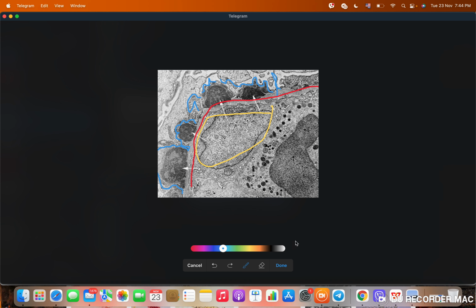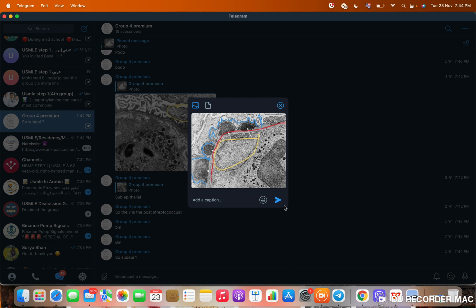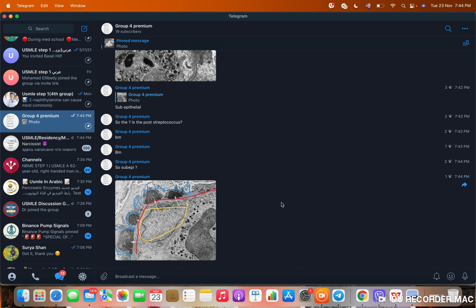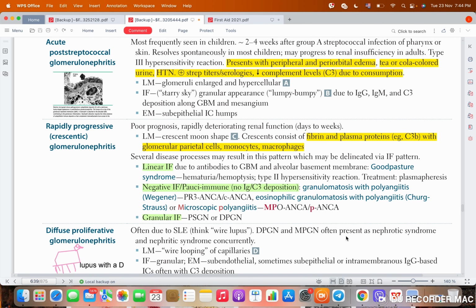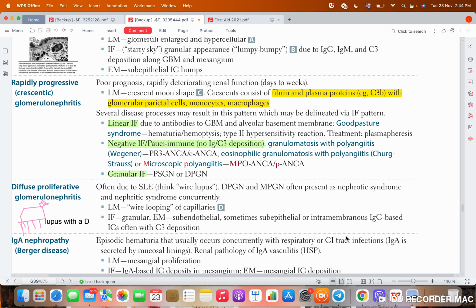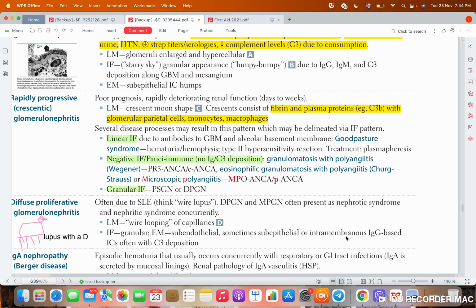So you see this picture, you say okay, this is subepithelial, so this must be which pathology? Post-streptococcal glomerulonephritis. But it's a sign, not a diagnosis. In real life, you never do it, but for the sake of the exam, you will be asked about it. That's why I explained it. Remember that in light microscopy the patient had nothing, just hypercellularity, because a lot of inflammatory cells went to that area.